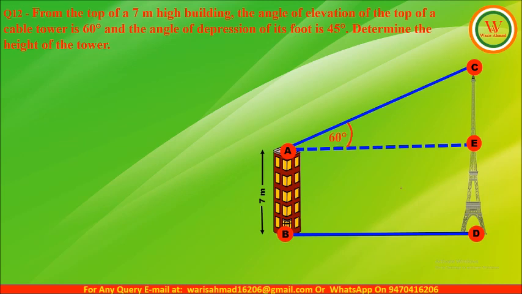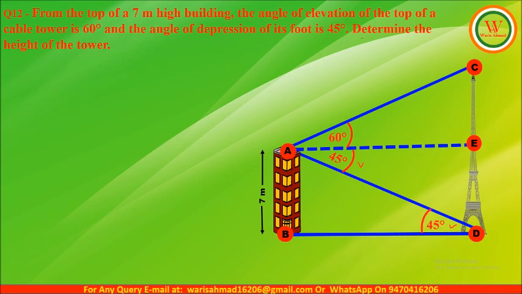Now, in the next line of the question, it is given that the angle of depression of the foot of this cable tower from the top of the same building is given 45 degree. So first of all we have to draw the line of sight, that is AD. Now the angle between AD and this horizontal line AE is given 45 degree. So here we can write 45 degree. The measurement of angle EAD will be equal to the measurement of angle ADB, because both are the pair of alternate interior angles. So here also we can write 45 degree.